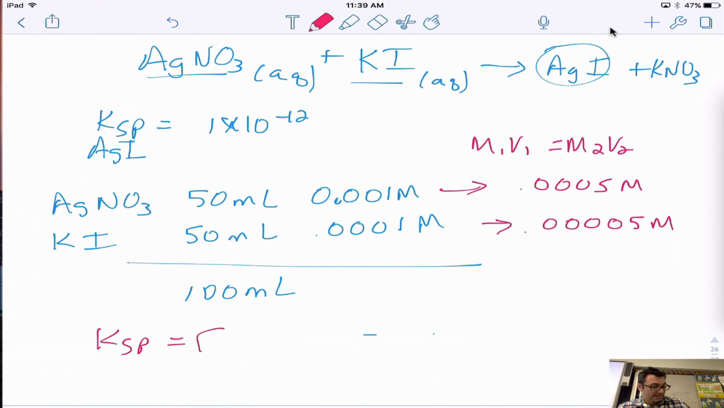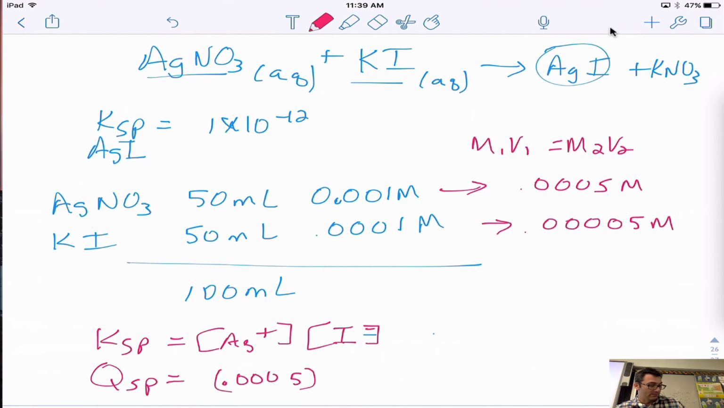Now, what I could do is I could take these values. Ksp equals Ag plus times I minus. And I could do it two ways. I could solve for x and compare it, or I could plug these values in. Let's plug these values in. When I plug the values in, it's called Qsp, because not at equilibrium, we don't know yet. Ag was 0.0005. I was 0.00005. And now let's just multiply them together and see what we get.